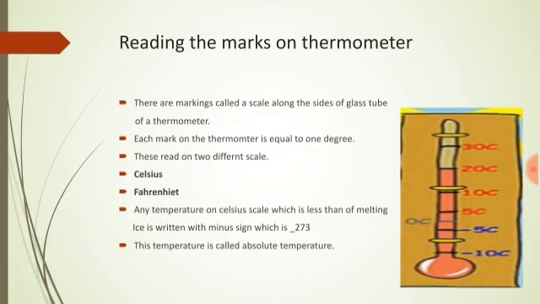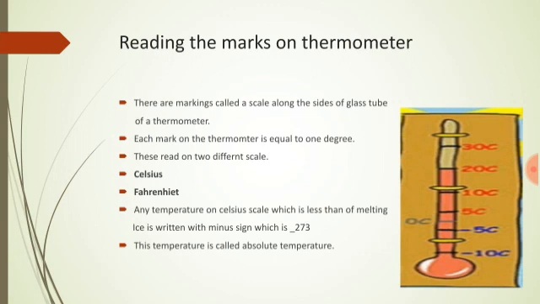Next, we are going to talk about reading the marks on the thermometer. As we know, on a thermometer different lines are present, which are also called marks. These markings are called a scale along the sides of the glass tube of a thermometer. You can easily see in the picture. On a thermometer, both sides have different lines, which are also called scales or markings. Each mark on the thermometer is equal to 1 degree.